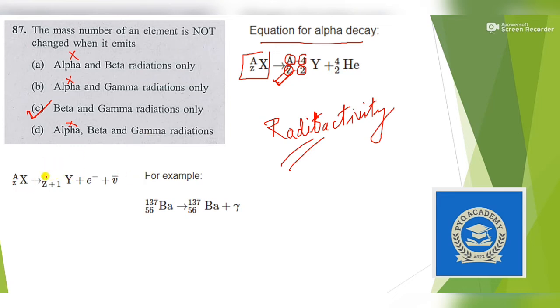And in case of beta decay, there is change in atomic number but no change in atomic mass. And in case of gamma decay, there is neither change in atomic number nor change in atomic mass. So our answer is option C. Just remember these three concepts related to alpha, beta and gamma. I think it is sufficient.